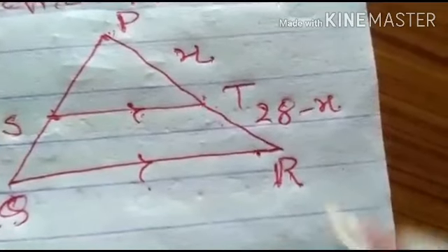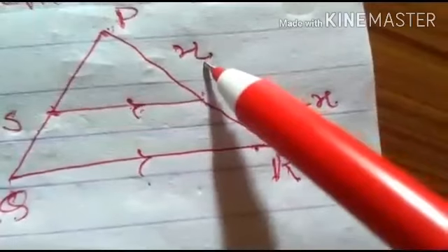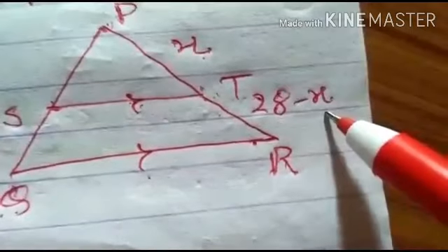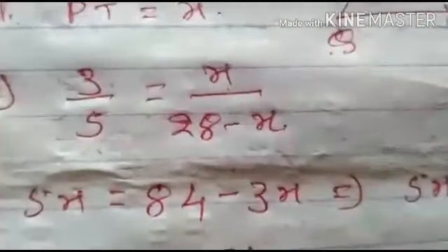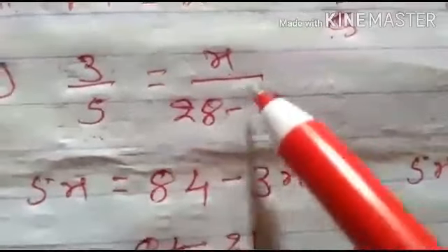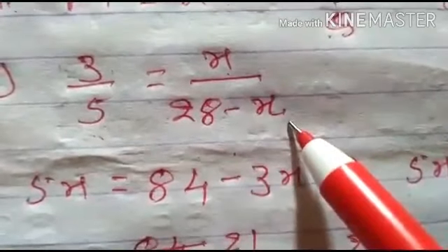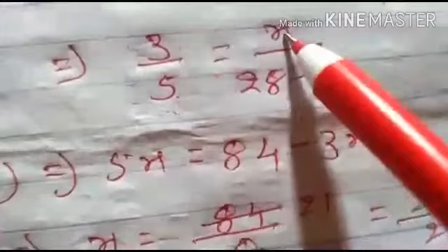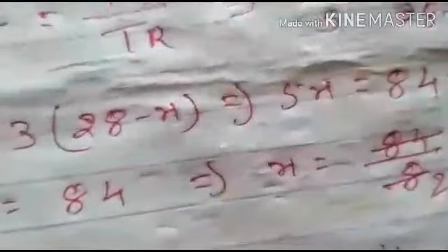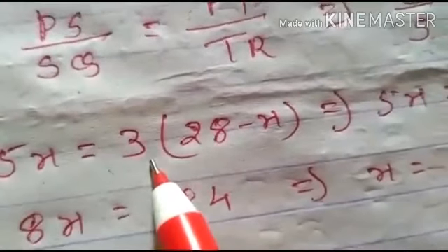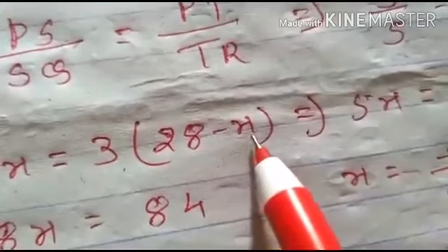And we suppose PT equals X. So the length of TR will be 28 minus X. So taking this value and putting it in the proportionality, we have 3 by 5 equals X by 28 minus X. Now cross multiplying, when 5 is multiplied with X, we will have 5X, which is equal to 3 into 28 minus X.